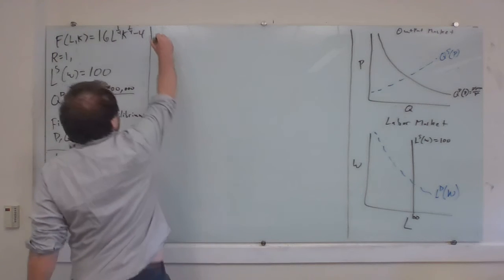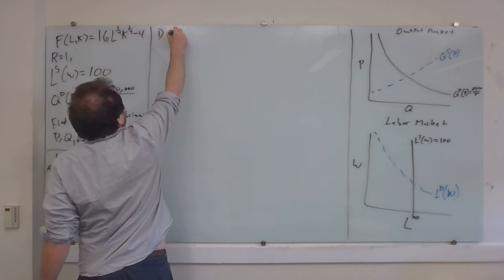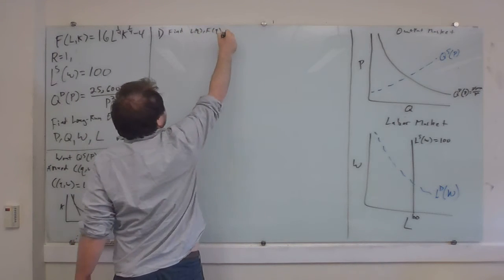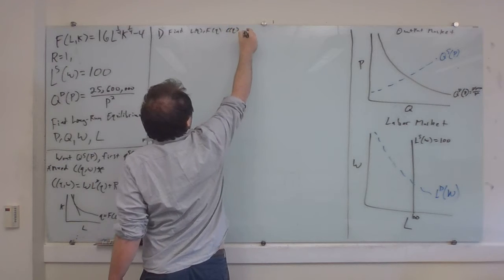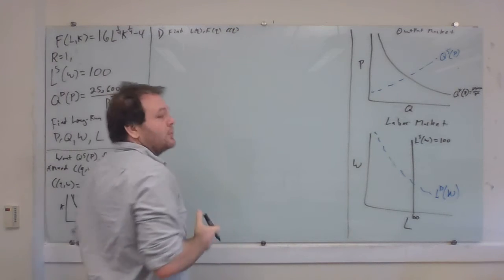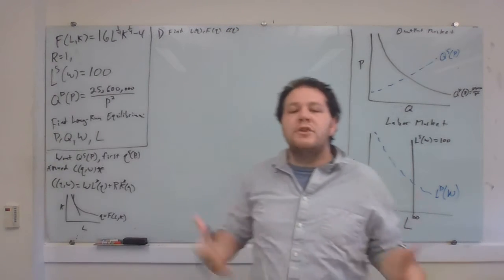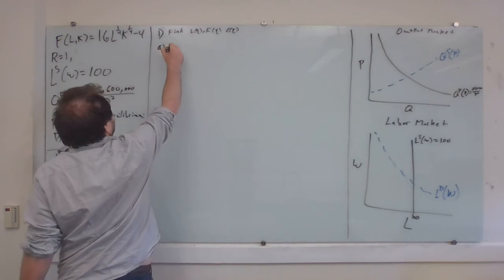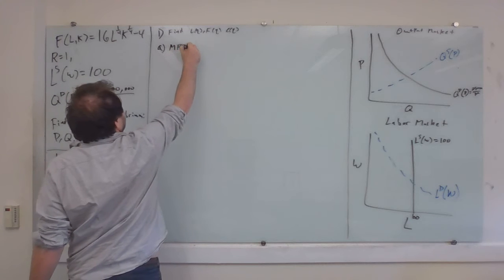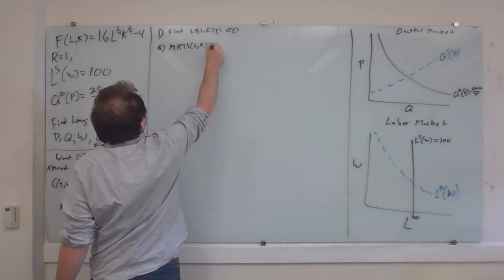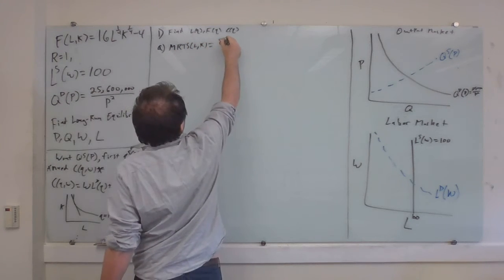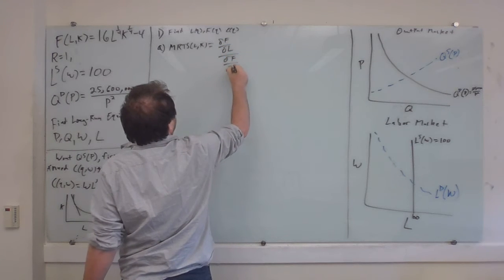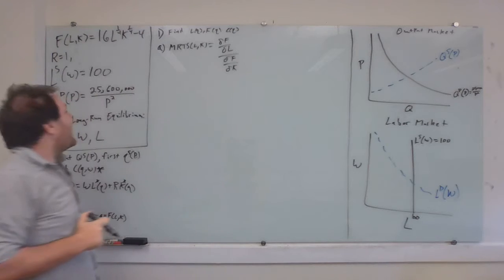So the first thing we're going to do is find L of Q, K of Q, and thus C of Q by finding our MRTS, plugging it into our isoquant, solving our cost minimization problem. So A, we're going to want our MRTS in terms of L and K, which should equal dF/dL over dF/dK. Wonderful. Okay.